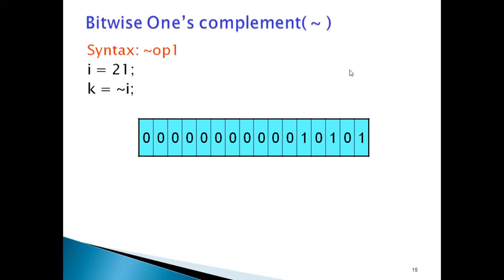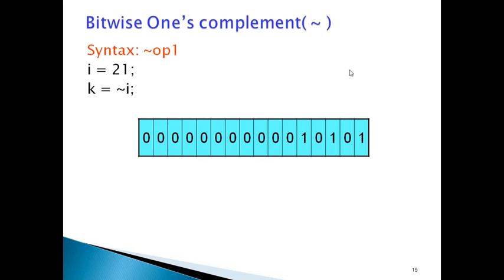Once again, I am repeating, modifying the bits of a number, zeros into ones and ones into zeros is called a ones complement operation. For this operation, only one operand is required. Tilde operator plus operand 1. Now we will see the example.